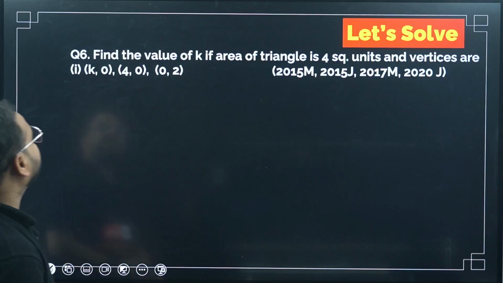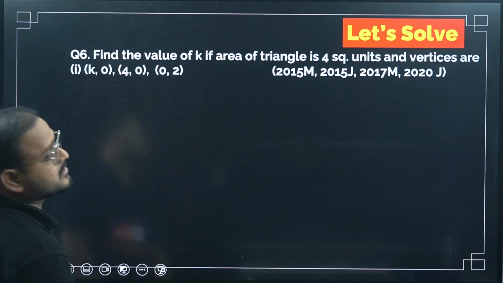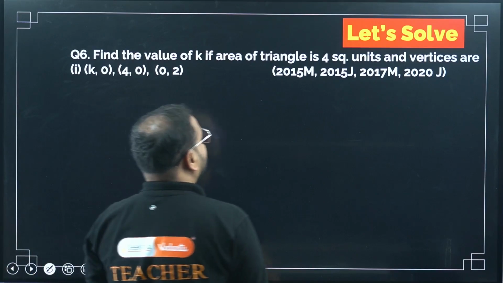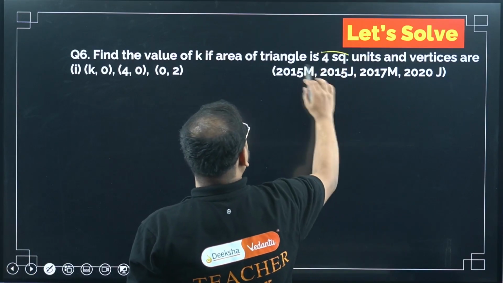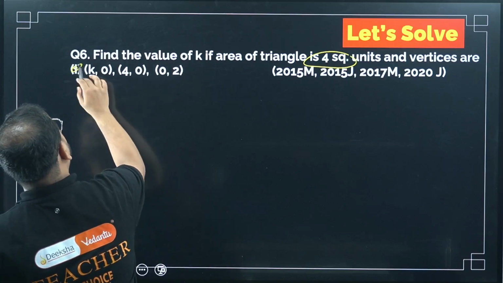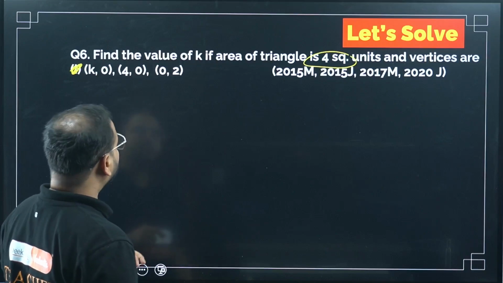Moving on. Question number 6. Find the value of K if area of triangle is 4 square units. Now they have given the area of the triangle. And vertices are (K, 0), (4, 0), (0, 2).